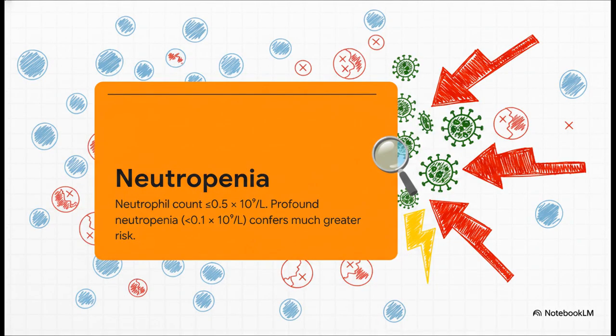And this right here, this is the absolute core risk factor, neutropenia. The magic number is a neutrophil count of 0.5 times 10 to the ninth per liter or less. But here's the really critical part: profound neutropenia, which is less than 0.1, just sends the risk of a bad infection through the roof. These are hard numbers you just have to memorize.